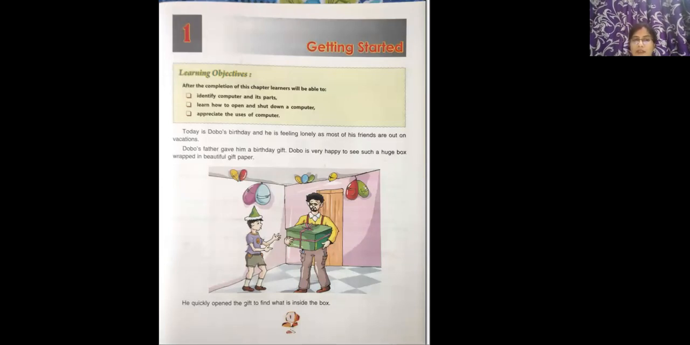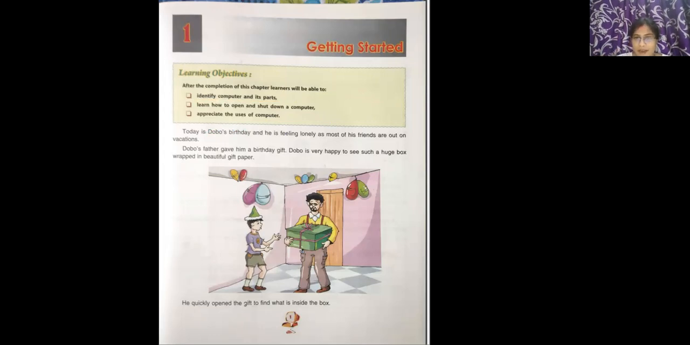After completion of this chapter, you will be able to identify a computer and its parts, learn how to open and shut down a computer, and appreciate the different uses of a computer. Yes, let us get started to learn about this computer with the help of Dobo.